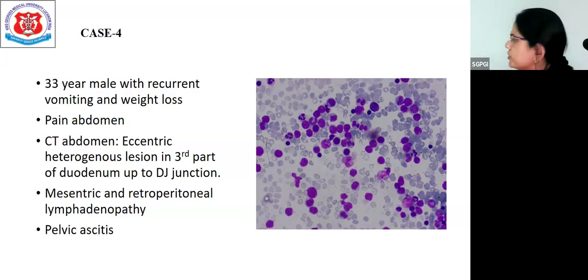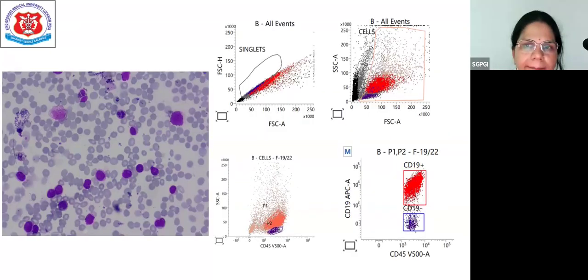Is it a lymphoma or not? It looks like it, because there is an increased number of lymphoid cells which are large in size, right? Some of them are showing prominent nucleoli. They have irregular nuclear margins. So you can make out the morphology here, the prominent nucleoli.